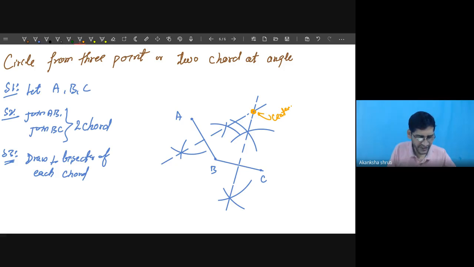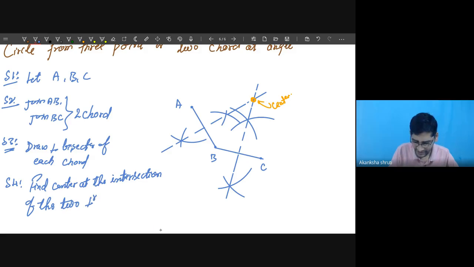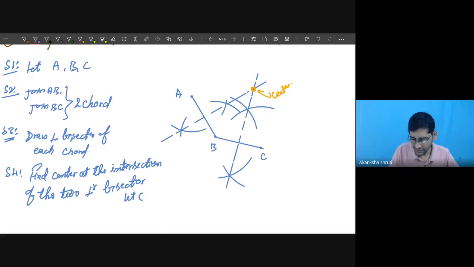So draw the bisector of each chord. Step number 4, find the center, where at the intersection of the two. Intersection means where they cut each other. The intersection of the two perpendicular bisectors that we have drawn in step number 3. So let this point be O. So this point that we have considered is our O.